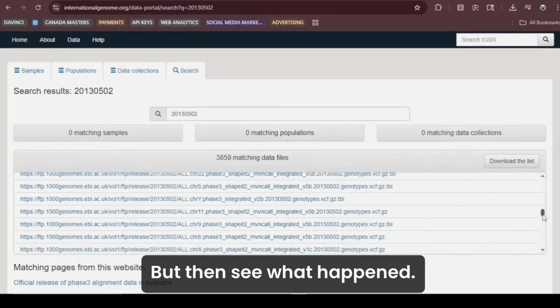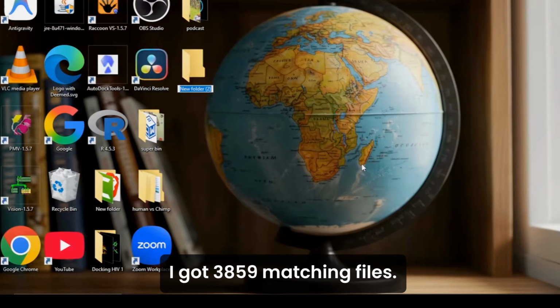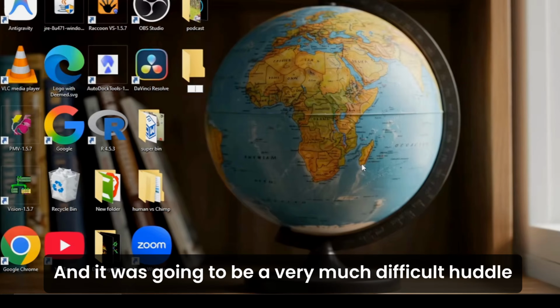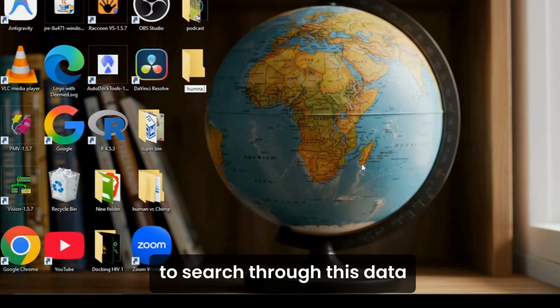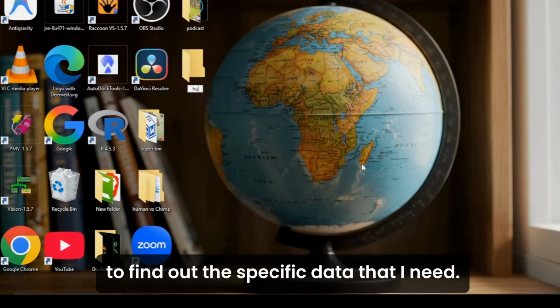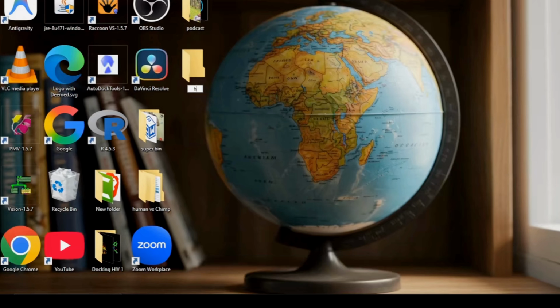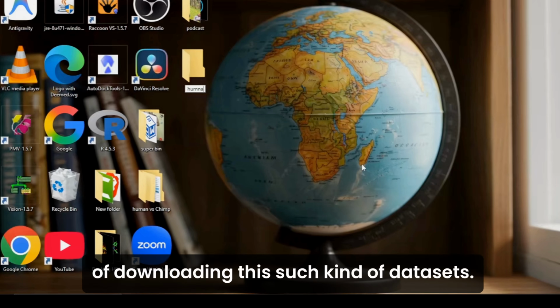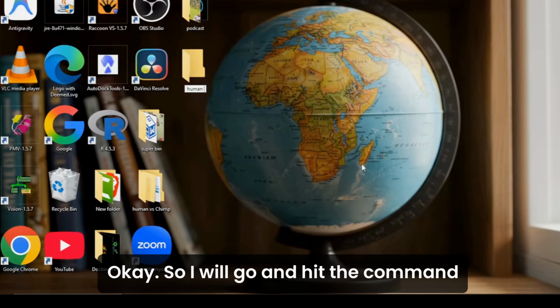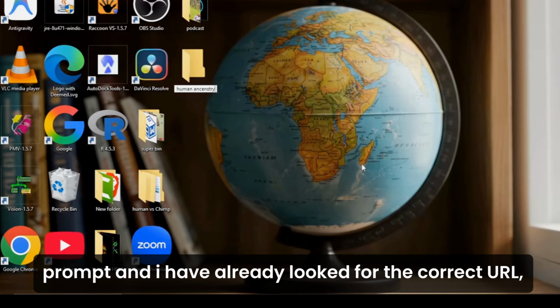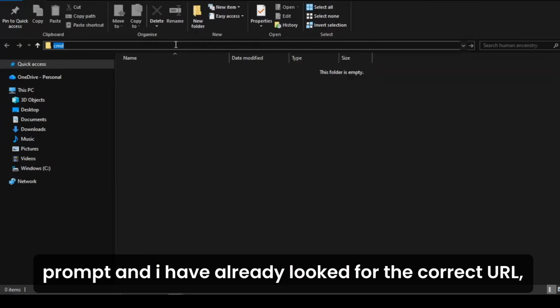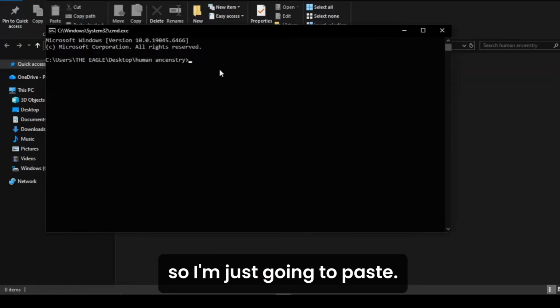But then see what happened. I got 3,859 matching files, and it was going to be a very difficult hurdle to search through this data to find the specific data that I needed. So I ended up using the command prompt to download the data. It's one of the most effective ways of downloading this kind of dataset. So I'll open the command prompt, and I've already looked for the correct URLs. So I'm just going to paste.